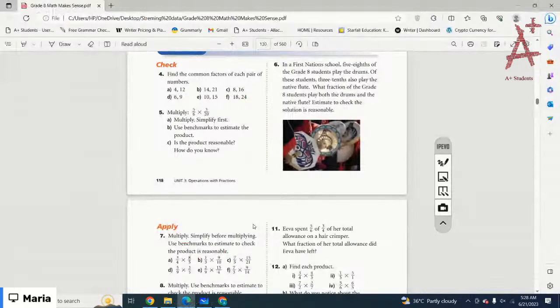Multiply. Let's just look at question number 5. Multiply 5 by 6 times 3 by 20. The first A part is multiply. Simplify first. Use benchmarks to estimate the product. Is the product reasonable? How do you know? Okay, so you have to do 5 by 6 times 3 over 20.